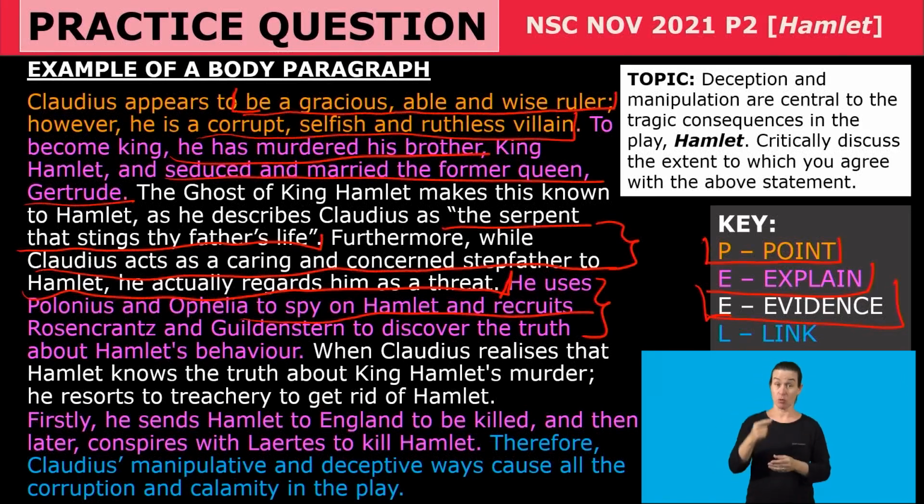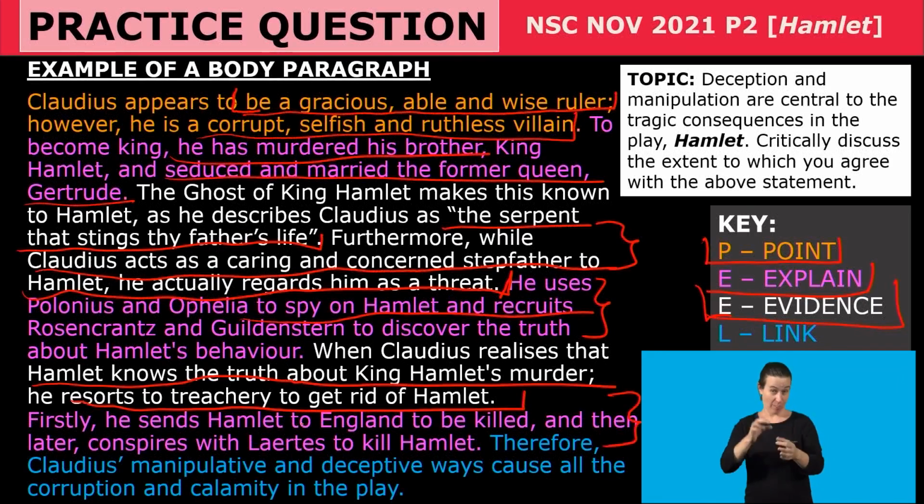So here we are explaining this point again. And now we're providing evidence of it. When Claudius realizes that Hamlet knows the truth about King Hamlet's murder, he resorts to treachery to get rid of Hamlet. Firstly, he sends Hamlet to England to be killed, and then later conspires with Laertes to kill Hamlet. Now, we are linking it back to the topic. Therefore, Claudius's manipulative and deceptive ways cause all the corruption and calamity in the play.